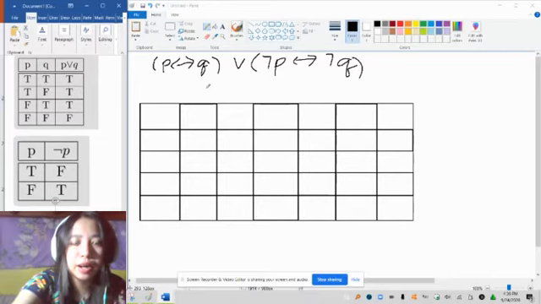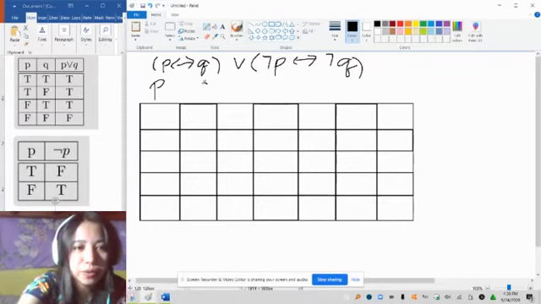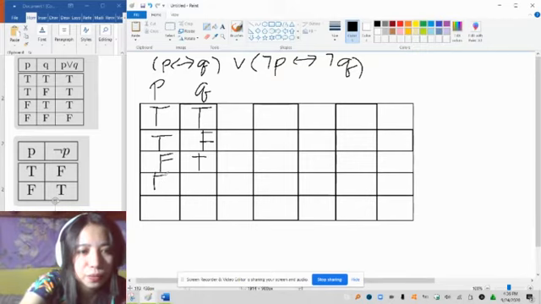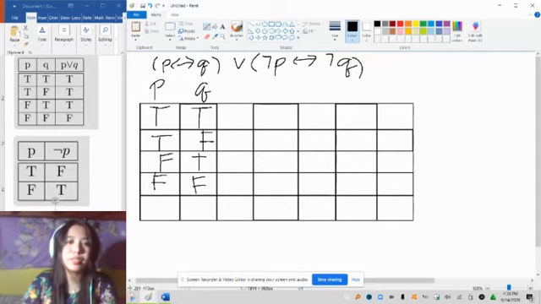The first thing that we need to do is, of course, to place the P and Q first. So what are the values of P? It is possible that the first statement is true, the second statement or proposition is true, false, false, true, and false, false. Okay, so this is our P and the value of Q.